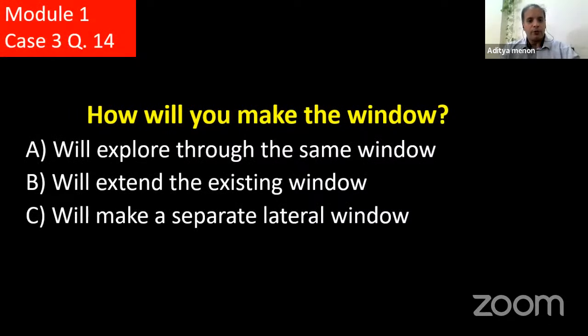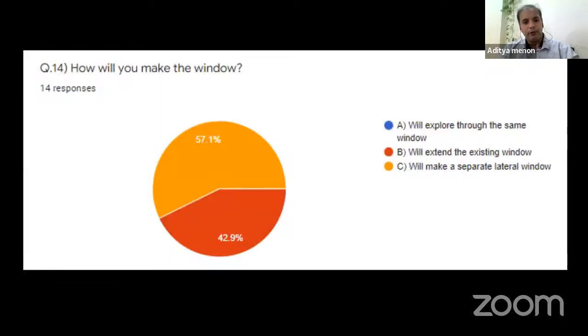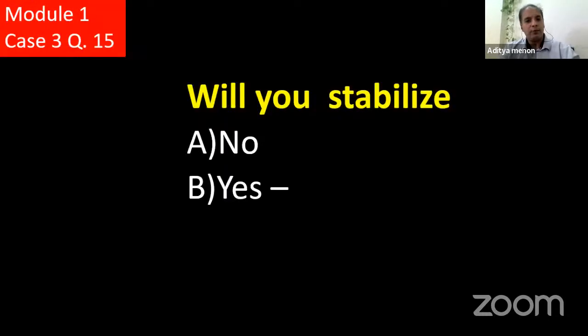How would you make the window? Will you explore through the same window? Would you extend the window or make a separate lateral window? More than 50% said we'll make a separate lateral window because the primary surgeon had already made a medial window from which the infection had not settled. So make a lateral window, maybe that would give us better access. The other half have said extend the existing window.